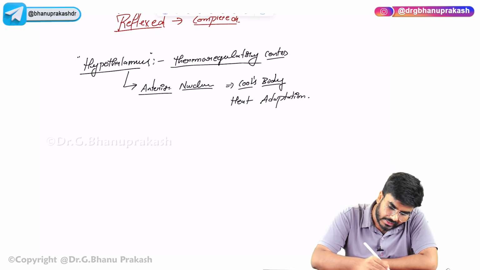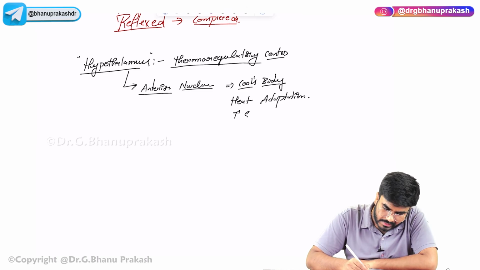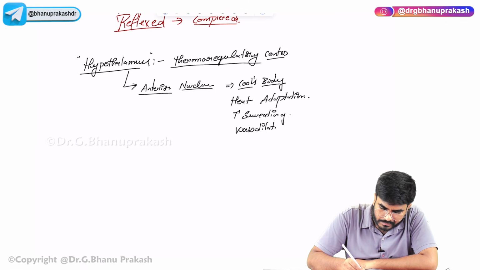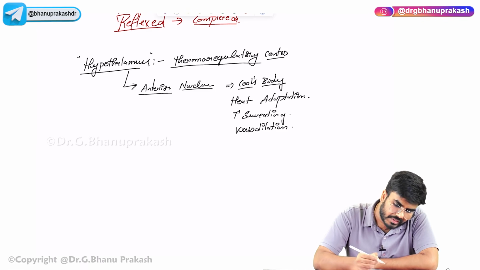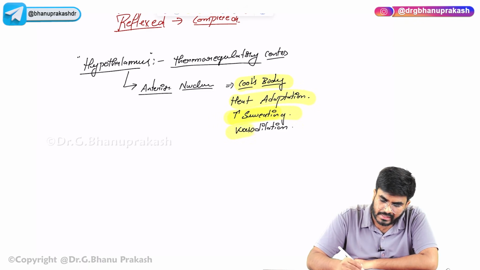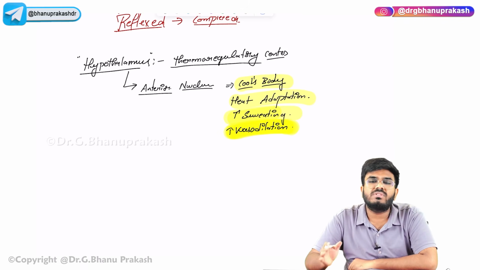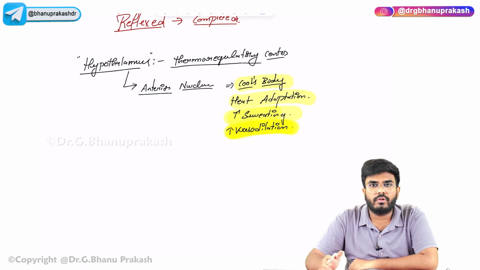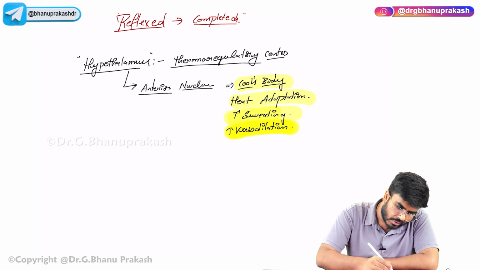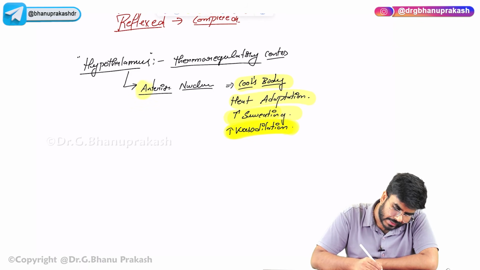How does it cool the body? By increasing sweating and vasodilation. With the help of these mechanisms of heat adaptation, increasing sweating and increasing vasodilation, you are going to lose heat and cool down your body. That is the anterior nucleus. I always remember A for AC: the anterior hypothalamic nucleus cools down your body. And there is one more nucleus, the posterior nucleus.